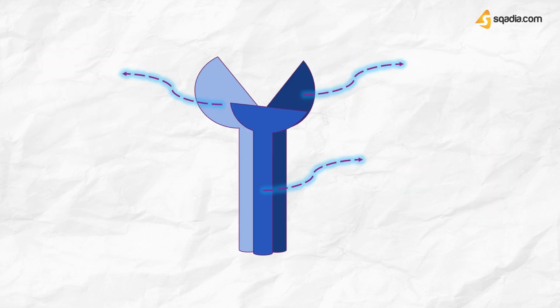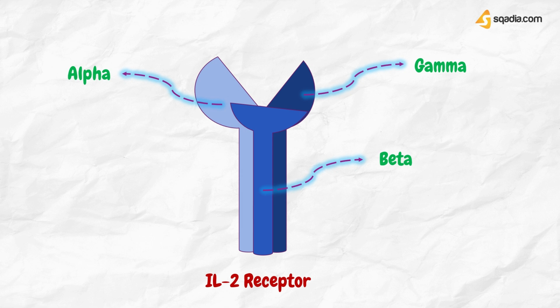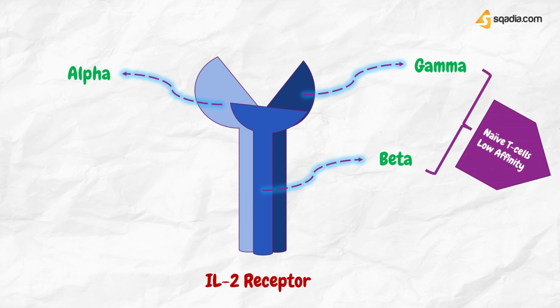The whole process upregulates the expression of the IL-2 alpha receptor. You may be thinking, why is that? The interleukin-2 receptor has three components: alpha, beta, and gamma. The naive T cell expresses the beta and gamma components of the interleukin-2 receptor, but they have a low affinity for interleukin-2 cytokine, in contrast to the alpha component of the interleukin-2 receptor, which has a high affinity for interleukin-2 cytokine.